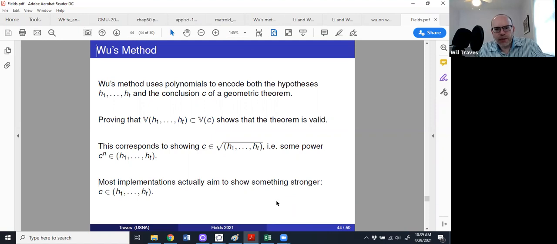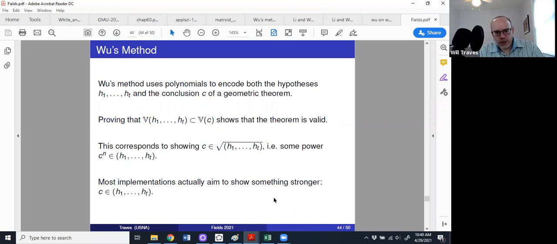I'm sure this is just my lack of understanding, but I'm going to try my best to explain what Wu's method is for you. So Wu's method is a technique for proving statements in elementary geometry. So that's what we're interested in. And the approach is really kind of appealing.